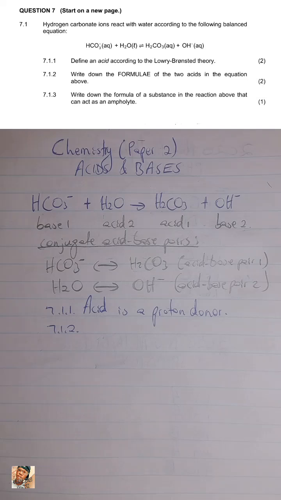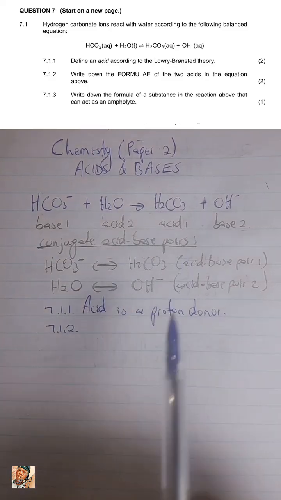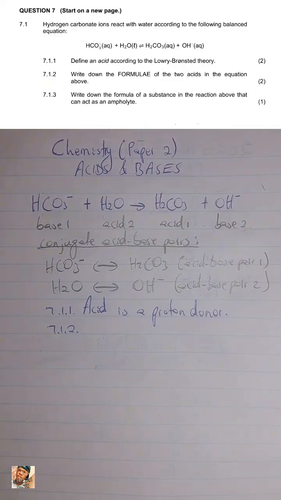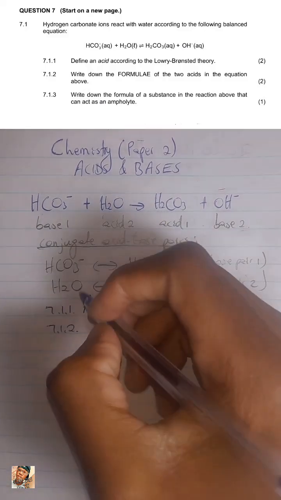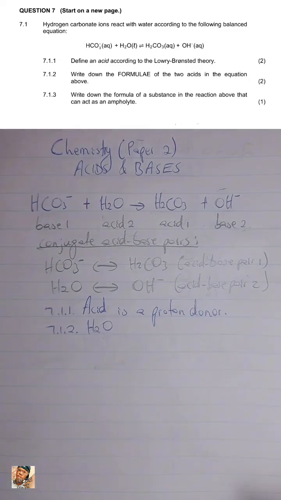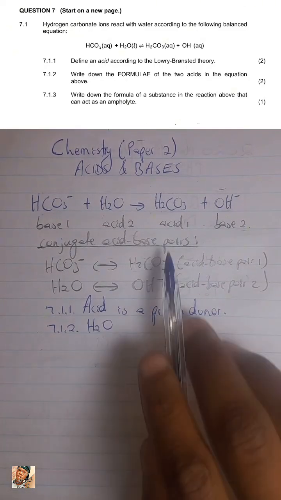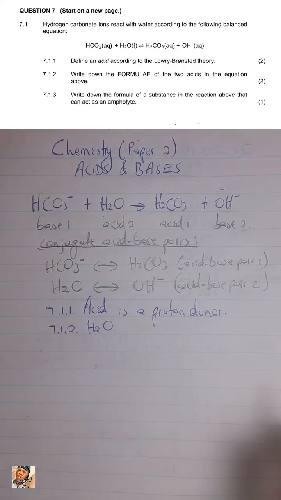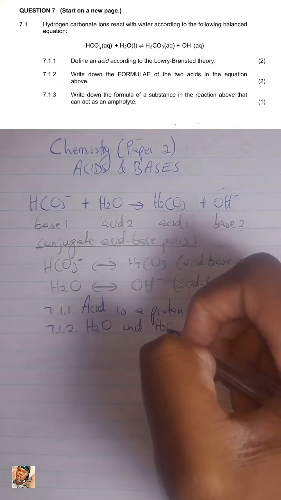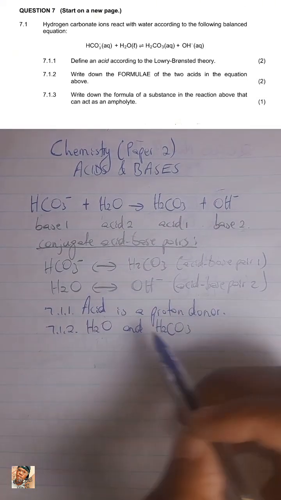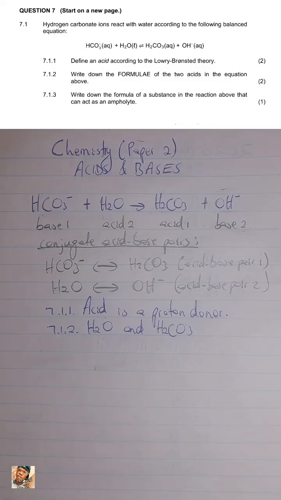Write down the formula of the 2 acids in the equation above. Of the 2 acids, they want only the acid. So unfortunately enough, we have already done our conjugate acid-base pairs, and we have identified the acids and the bases respectively. So we know that the acids are water and the hydrogen carbonate. So let us write our formulas. Remember that they said the formula. They didn't say the names. If they said the names, we would write water and hydrogen carbonate, but they said the formula, so we have to write down the formula. So it's H2O and H2CO3. So that's 1, 2. So far we have obtained 4 marks.